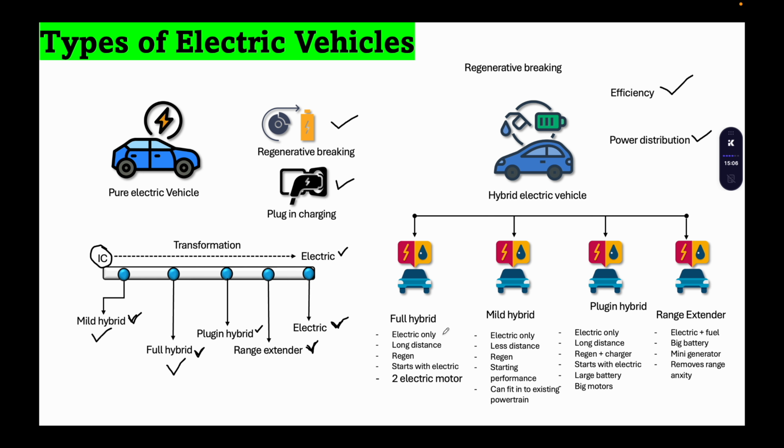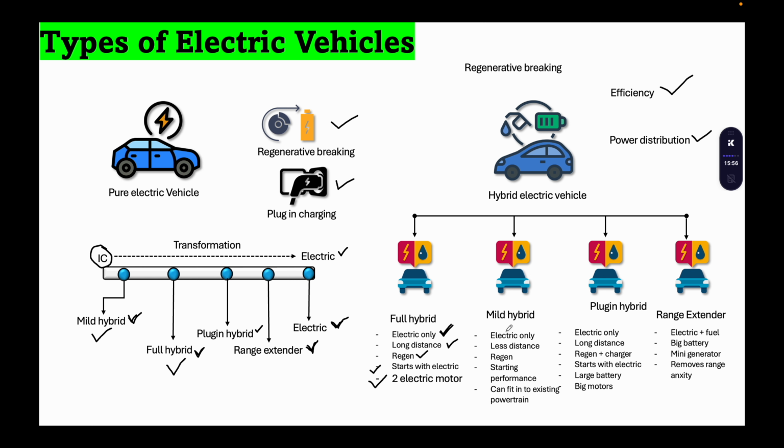Coming to the full hybrid, it can run only in electric mode. If it is only running in electric mode, a long distance can be covered, around 20 to 30 or 40 to 50 kilometers. Regenerative braking is the primary source of charging, and it can be used for the electric start. You can use two electric motors in this case, because you have a good amount of power inside your battery.